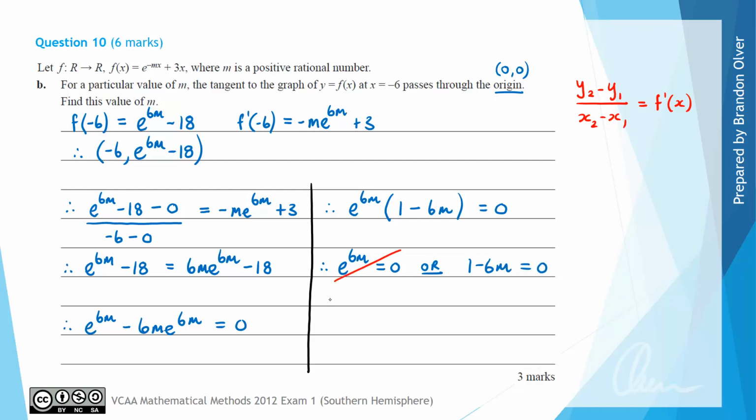However, there is no solution to e to the power of 6m equaling 0. So therefore, the only solution we have is that m must equal 1 over 6 when we solve the second equation. So that is the value of m such that the tangent to the graph of y equals f of x at x equals negative 6 passes through the origin.